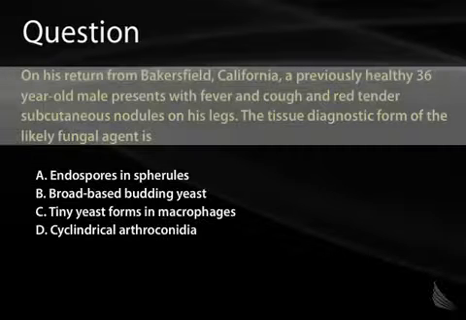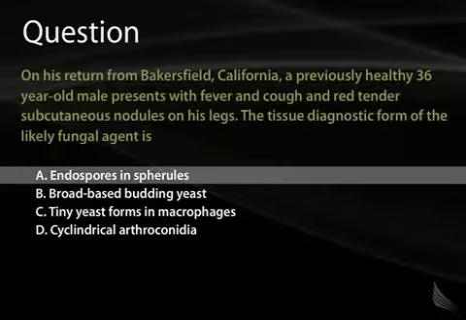On his return from Bakersfield, California, a previously healthy 36-year-old male presents with a fever and cough and red, tender subcutaneous nodules on his legs. The tissue diagnostic form of this likely fungal agent is... So this is the same question except turned around. So we know that it's Coccidioides immitis. They don't tell us that name, but they do want us to know the tissue diagnostic, and that's the endospores and spherules, as we just talked about previously.